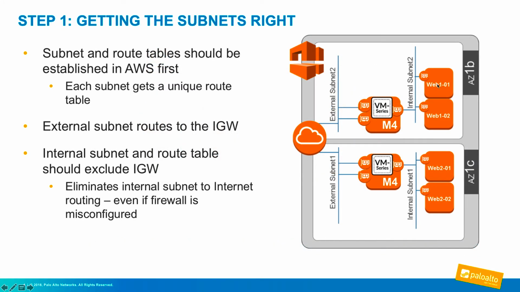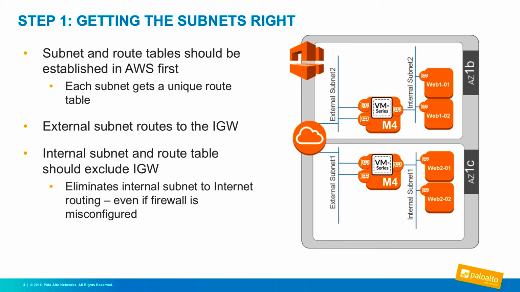The first thing which we need to do is to get our subnets right. In AWS, as we know, we have two types of subnets. We have internal subnets, which don't have connectivity to the internet. And also we have external subnets, which with the help of an internet gateway, as well as correctly configured routing tables, are providing internet connectivity to our environment. In order to secure our environment, we need to make sure that internal and external subnets are correctly configured.